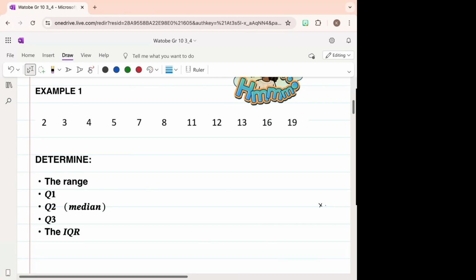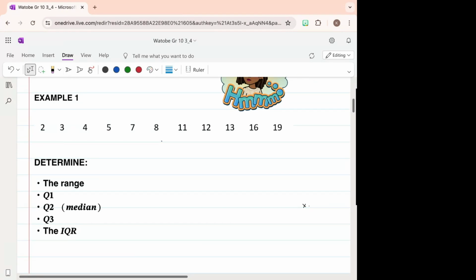The first question asks us for the range. I already said to you, what does range mean? So for number 1, I'm looking for the range. The range is my largest, so 19, minus my smallest, so 2. So the range of the data is 17. Cool. Well done, guys.